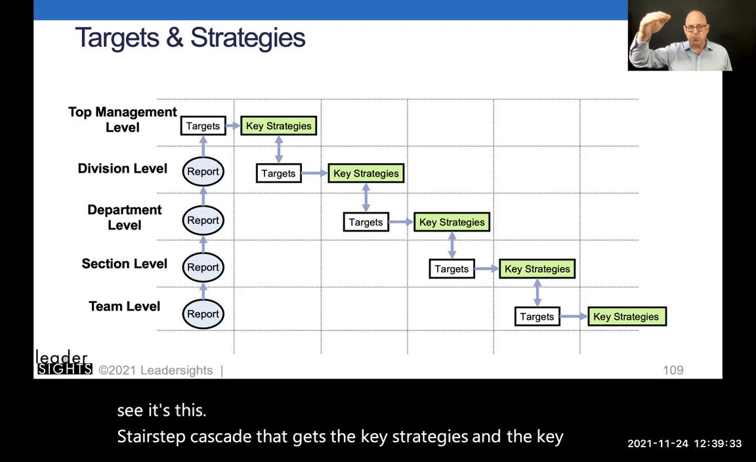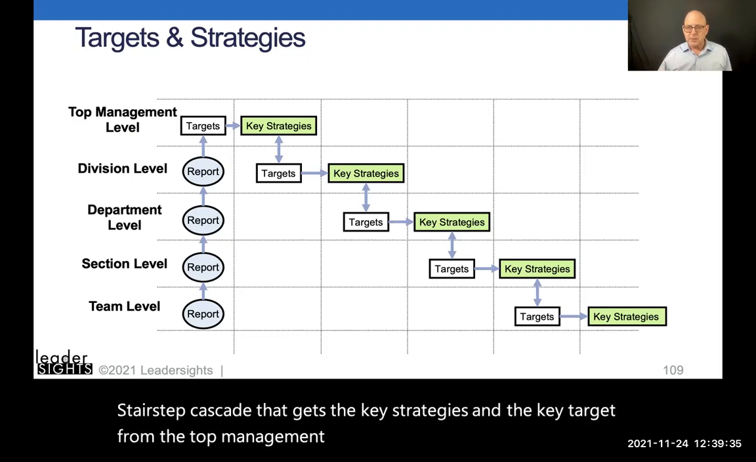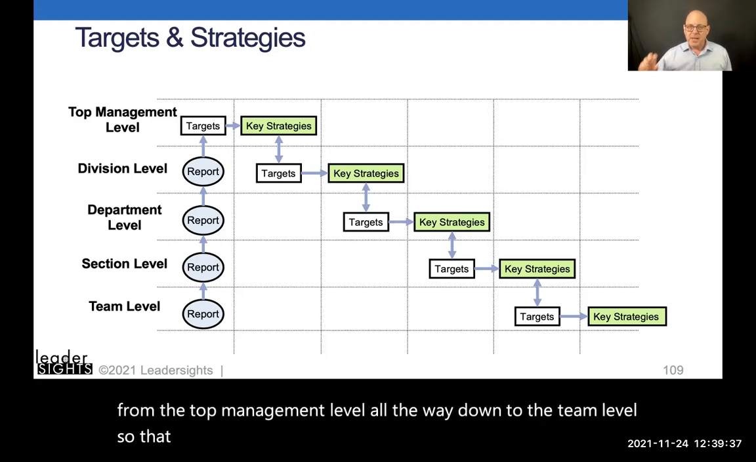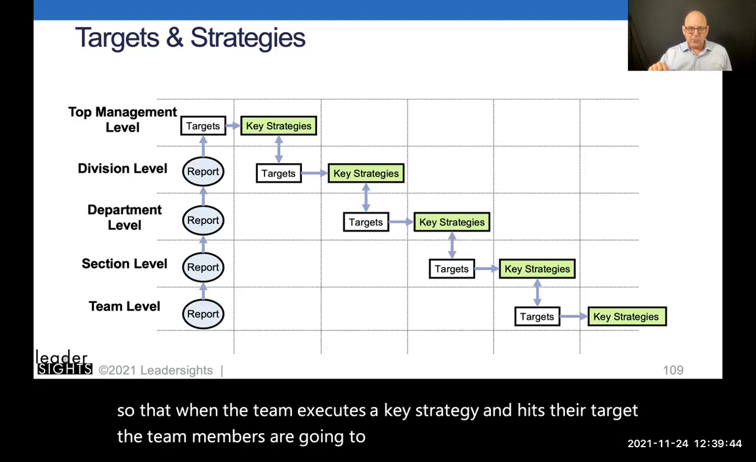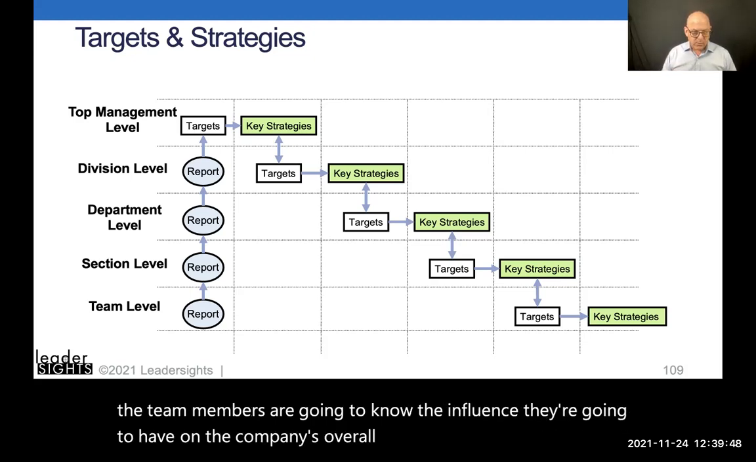And you can see it's this stair-step cascade that gets the key strategies and the key target from the top management level all the way down to the team level, so that when the team executes a key strategy and hits their target, the team members are going to know the influence they're going to have on the company's overall targets and goals. And we report up as the things cascade down.